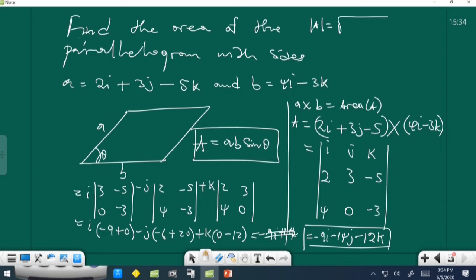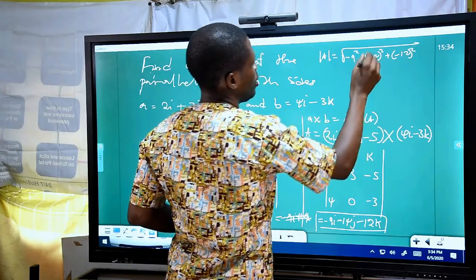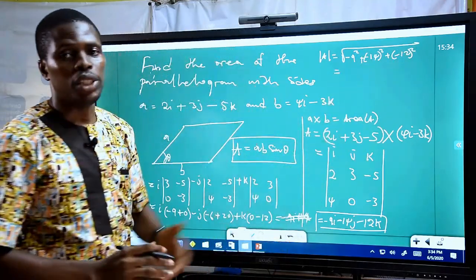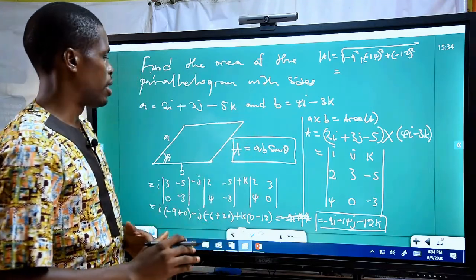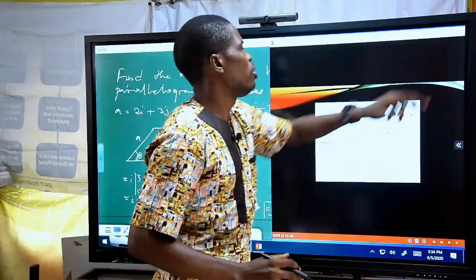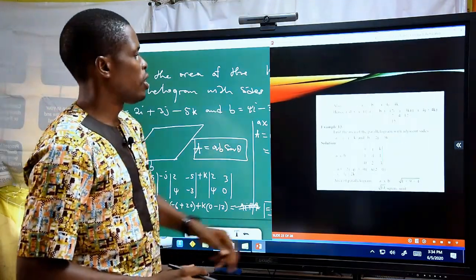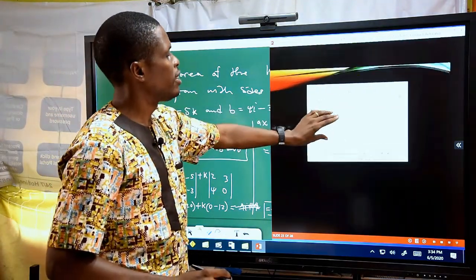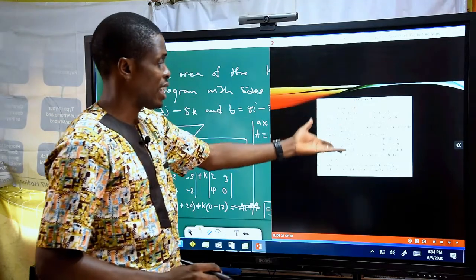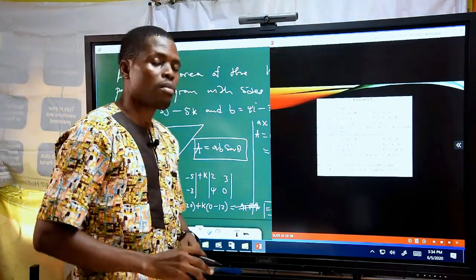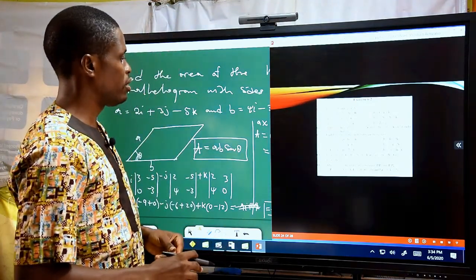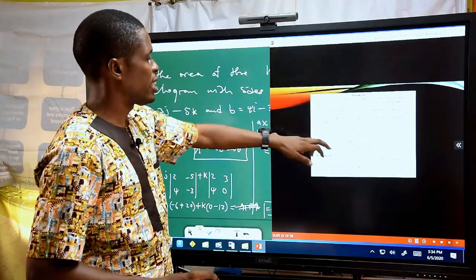So that will be square root of minus 9 squared plus minus 14 squared, plus again minus 12 squared. So with this, you get the answer to the area of the parallelogram that is given. So with that going forward, we can look at other examples of this. We look at exercises that have been attached to what you are given, so you can solve and look at the answers, which are also attached there.